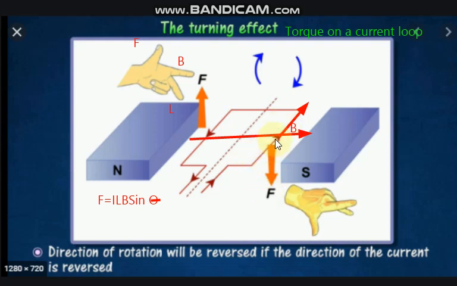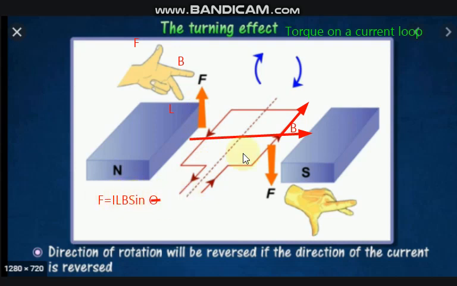So here you see that the direction of the magnetic force on one segment is upward, whereas that on the other segment is downward. So if this segment is pushed upward and this is pushed downward, what will happen? It will start rotating. So there will be a turning effect produced in this current loop when it is placed in a magnetic field, and this gives rise to a torque on the current loop.